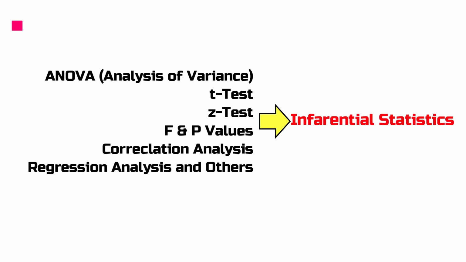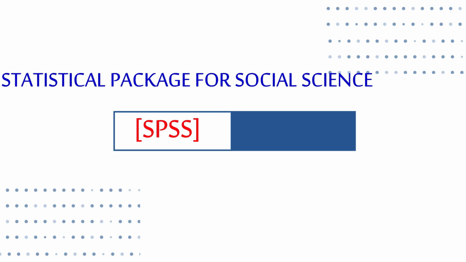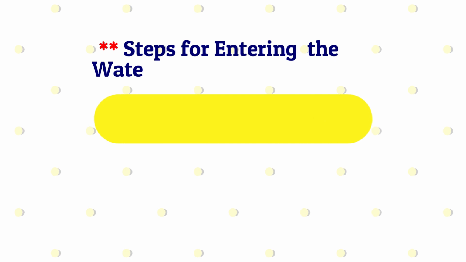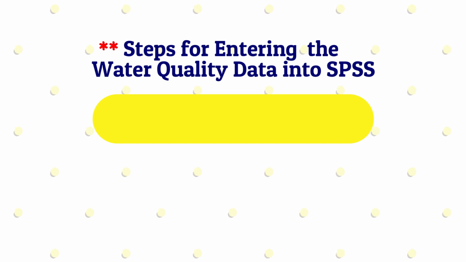In order to carry out or perform any inferential statistical analysis, a software called Statistical Package for Social Science, or in short SPSS, is used. SPSS is one of the most widely used statistical packages in research. With this basic background information, we'll now move on to the next stage. That is, we will learn the different steps involved before entering the water analytical data into SPSS.